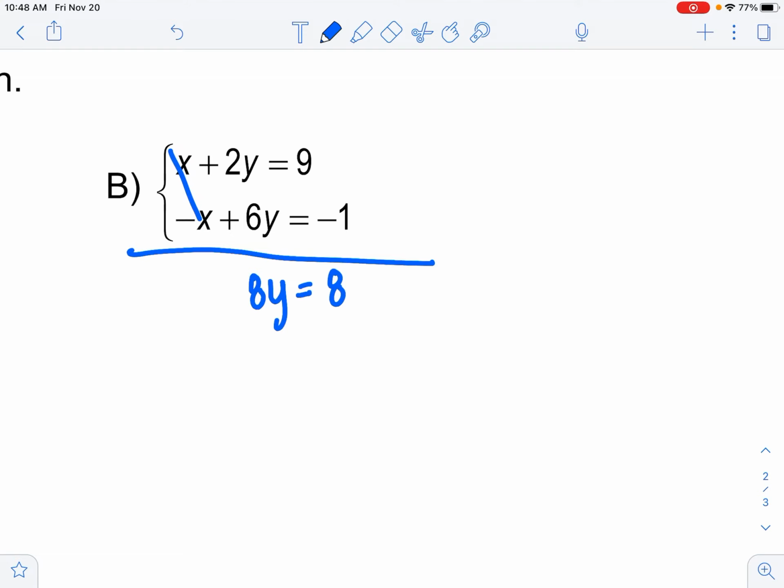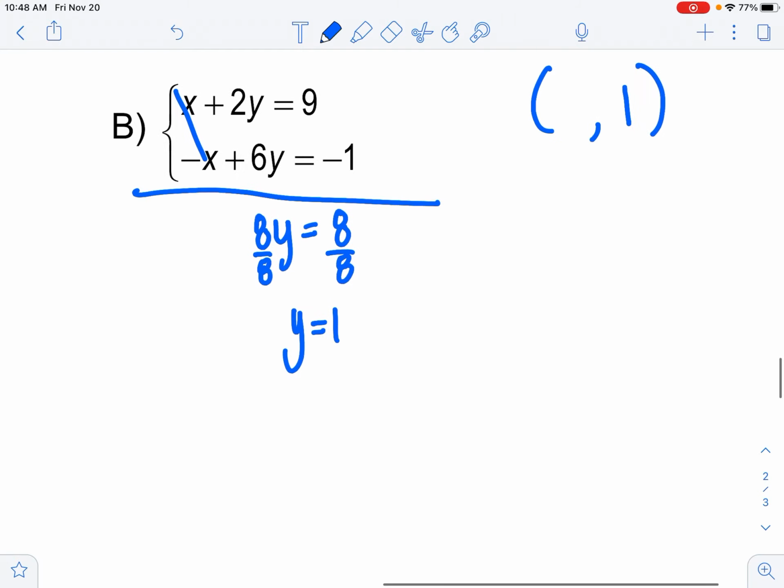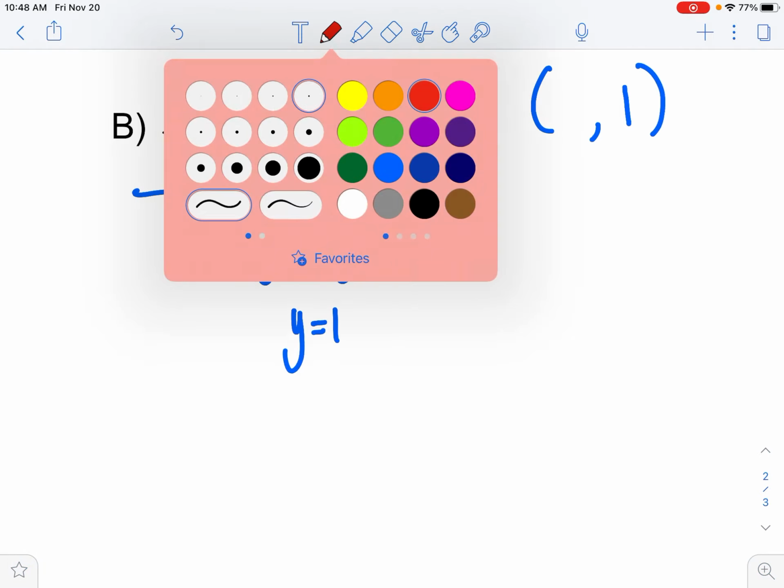2y and 6y is 8y equals 9 and negative 1 is 8. So notice I'm combining them. I'm saying this and this is... Okay, I'm not subtracting. I'm not doing 9 minus a negative 1. I'm not doing 2y minus 6y. I'm saying what's 2y and 6y combined. Divide both sides by 8, and I get y equals 1.